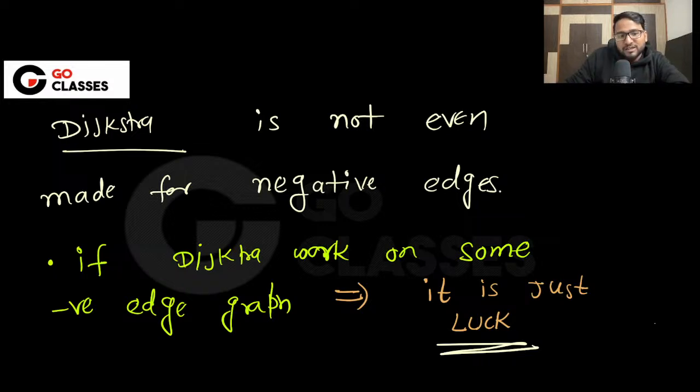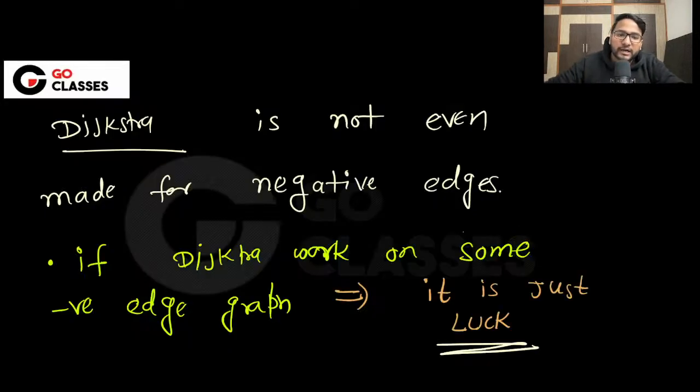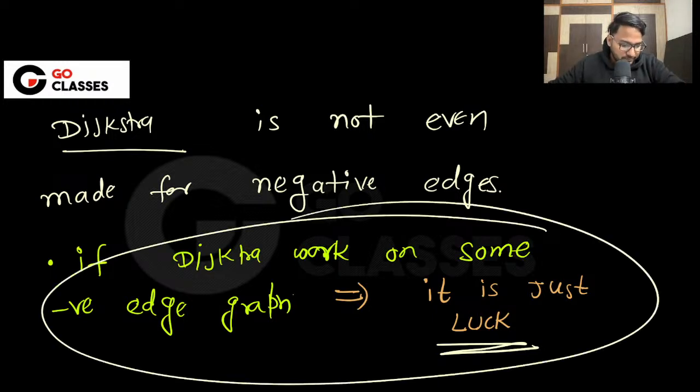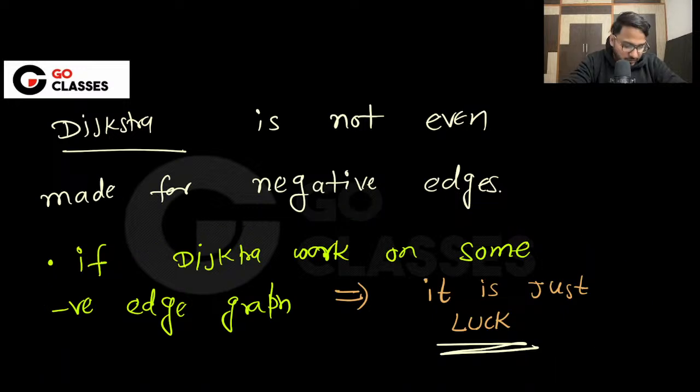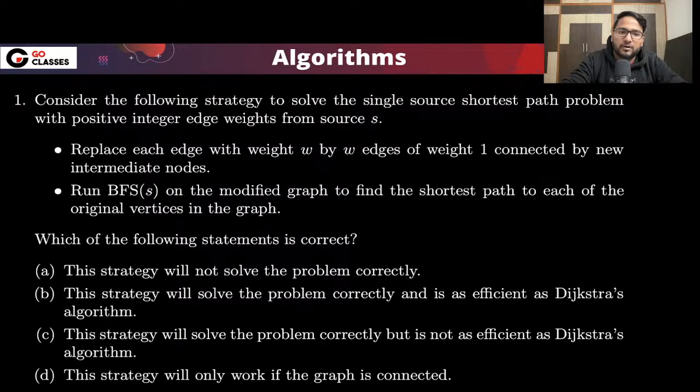So does Dijkstra work on the negative edges? Dijkstra may or may not work, you can say. If it is working, it is just by luck. Understood? If Dijkstra is working for the negative edges, it is just by luck. This is very important to understand.